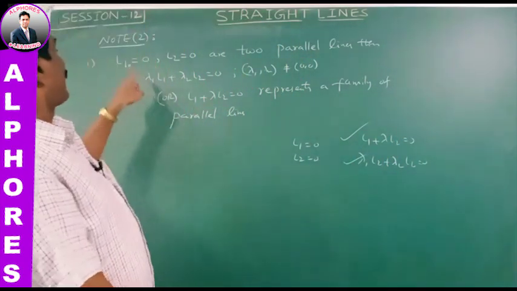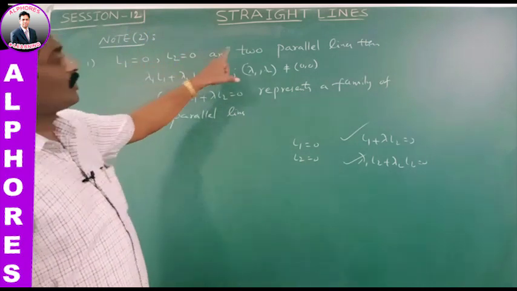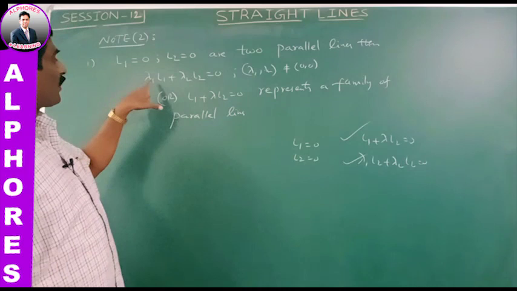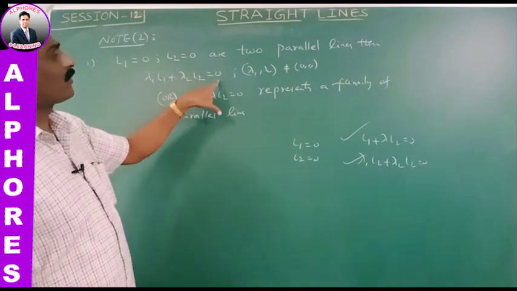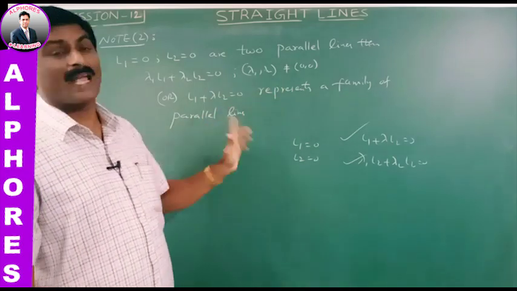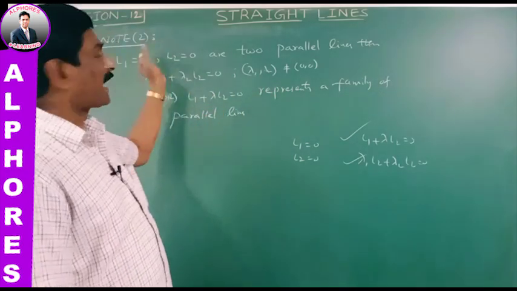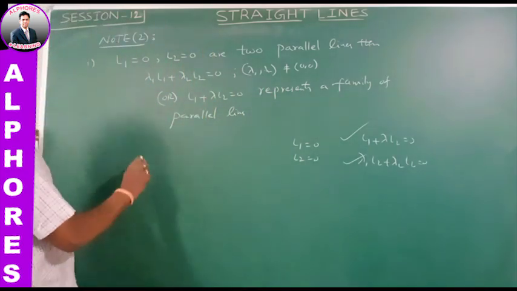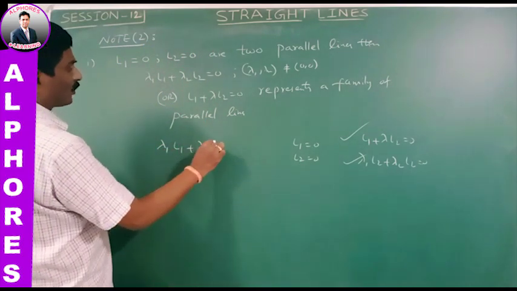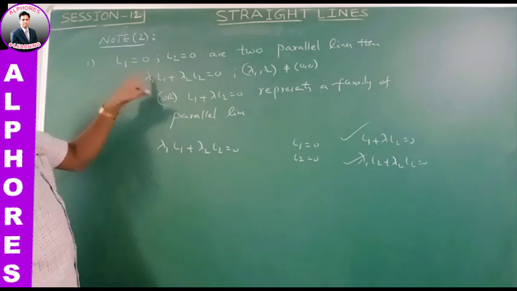Suppose the lines L1 is equal to 0, L2 is equal to 0 are two parallel lines, then lambda 1 into L1 plus lambda 2 into L2 is equal to 0, or L1 plus lambda L2 is equal to 0 represents a family of parallel lines, not concurrent lines. These are parallel. Please observe the equation lambda 1 into L1 plus lambda 2 into L2 is equal to 0. It is the family of the lines.